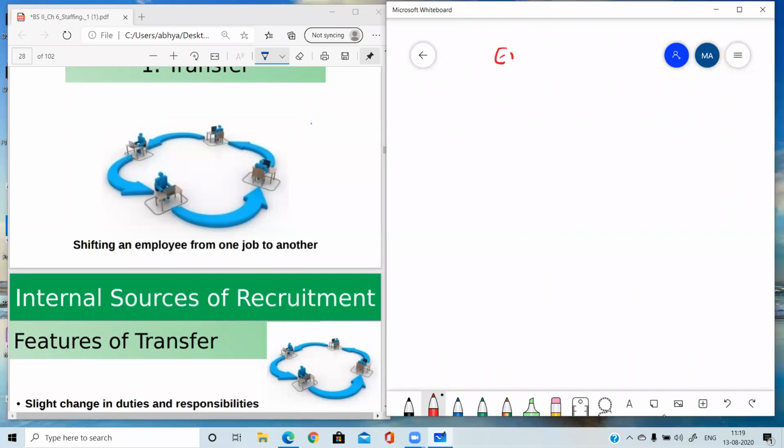Now let's talk about the external sources. External sources means getting the employees from outside the organization. There are different types of external sources.